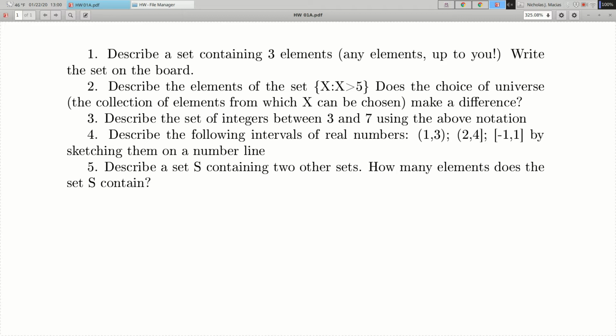So 1 and 3 would be... Nick, is this the notation that you were hinting at? Not including 2. Yeah, so the same as curly bracket x, colon x, that's fine. Because you're changing the... If you have all real numbers, it's going to be 5.5 and everything else. Describe a set as containing two other sets. Well, I guess we have to describe the set.